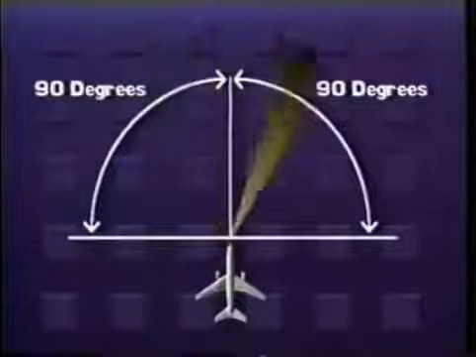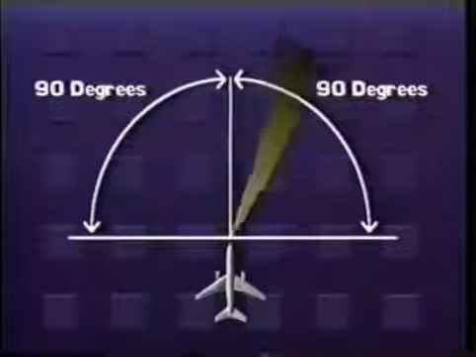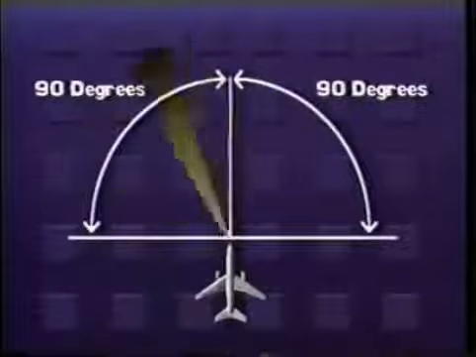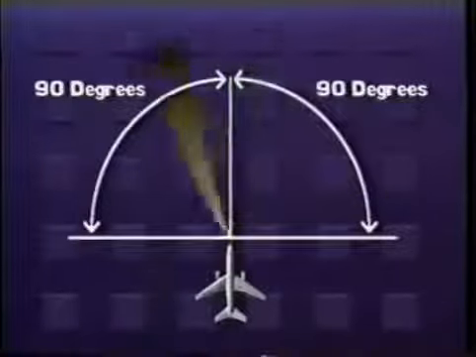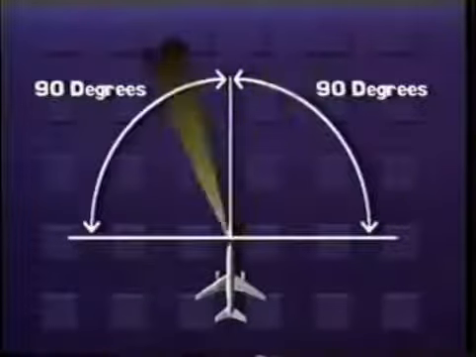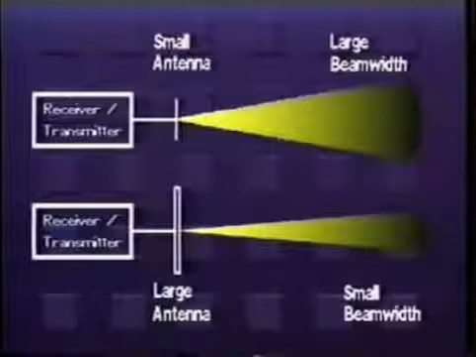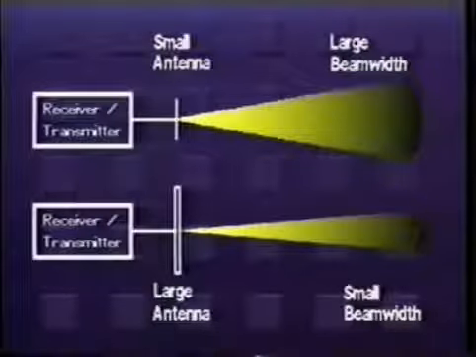In order for you to operate a weather radar properly, it is essential that you have an understanding of the characteristics of a radar beam. The radar beam searches a horizontal slice of airspace 90 degrees to each side of the aircraft's longitudinal axis. The size of the antenna is the main factor that determines the width in degrees of the radiated beam. The larger the antenna, the smaller the beam width.